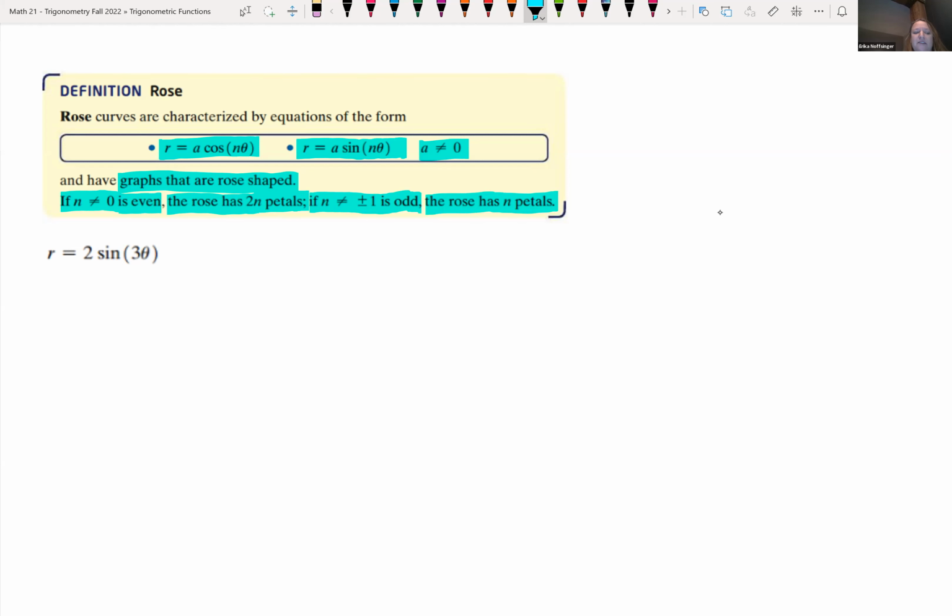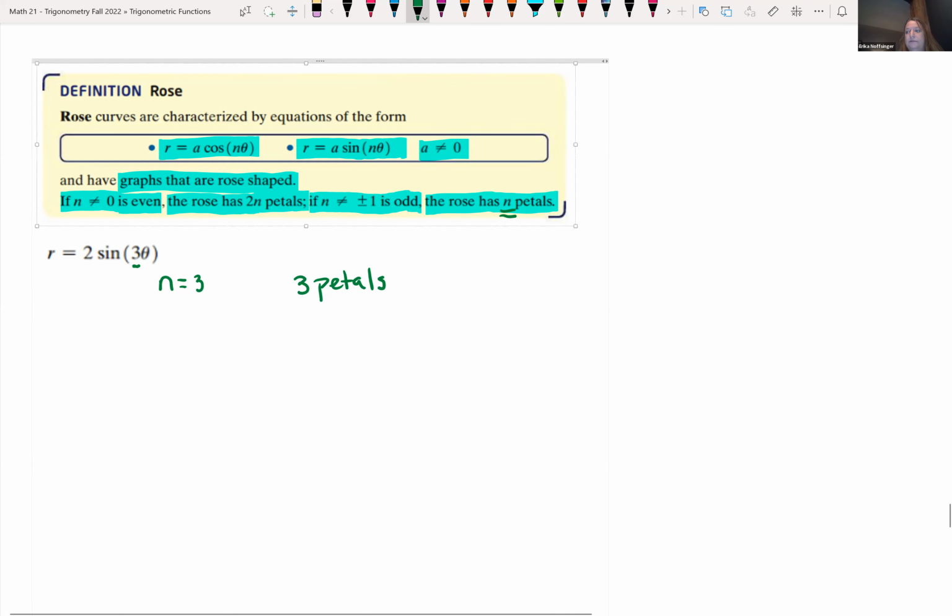And so in front of us, we have the equation r equals 2 sine of 3 theta. So I notice that my n value is 3. And since 3 is odd, this tells me I'm going to have 3 petals. So let's look at this in the graph.